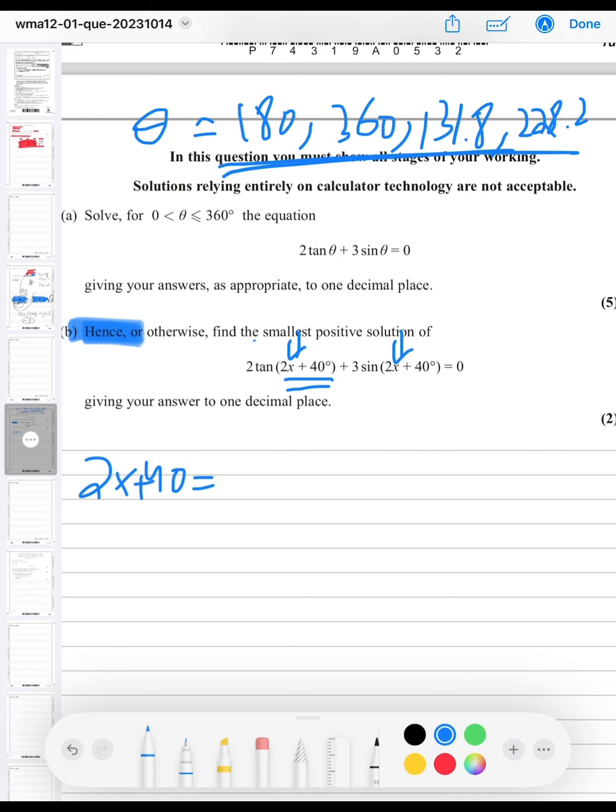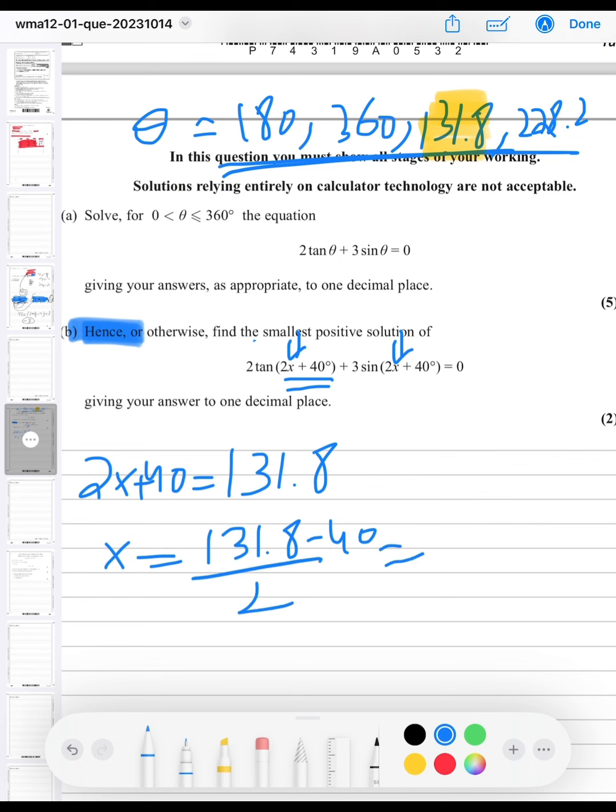Obviously the smallest positive one is the smallest of these, and we'll put it here. If we put the rest, we will obviously not get the smallest one. So it will be 131.8 minus 40 upon 2. Let me calculate this. 45.9 will be the answer. Okay, I hope this is clear. Moving towards the next one.